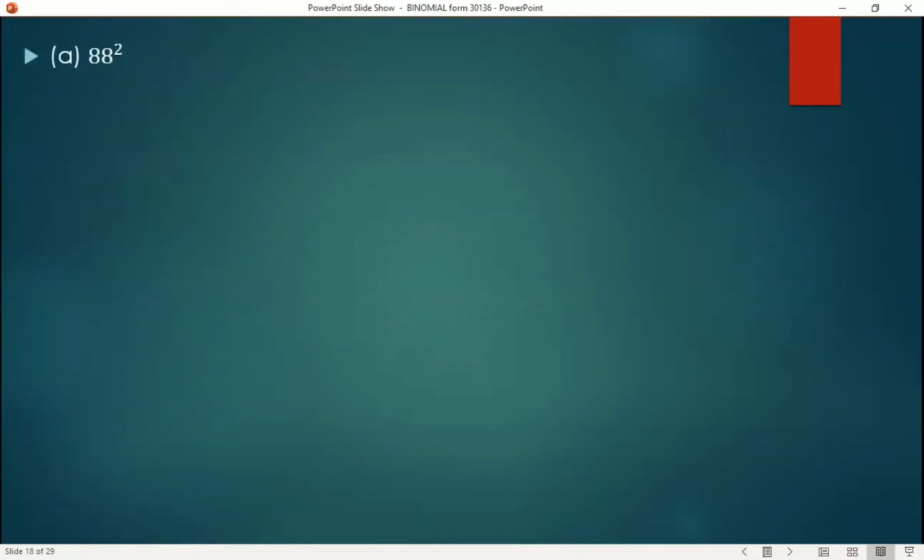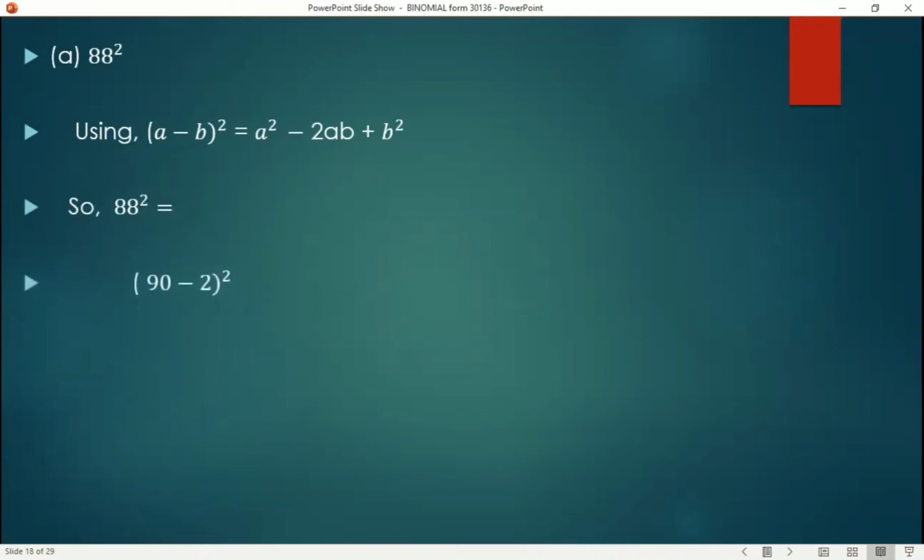What about 88 squared? Again, using the formula (a − b)² = a² − 2ab + b². I'm sure you guess the right method to do it. It's (90 − 2)², which is 90² − 2 × 90 × 2 + 2².